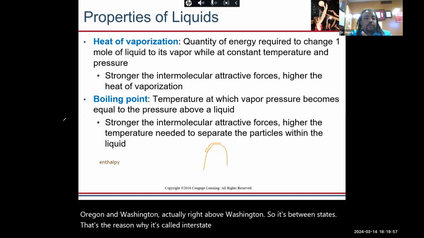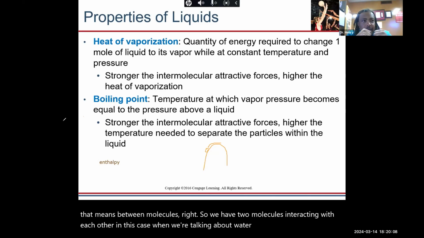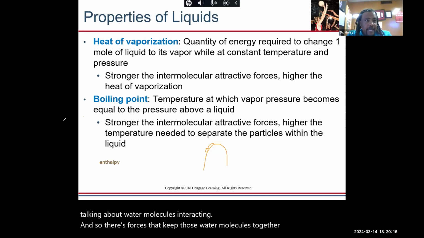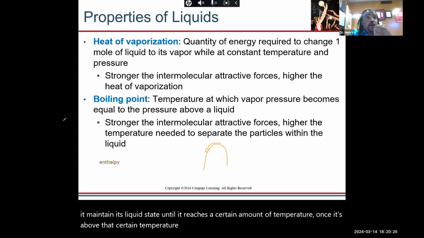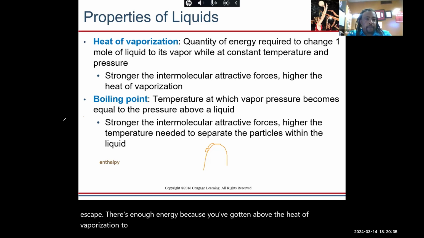Now, when we talk about intermolecular, that means between molecules, right? So we have two molecules interacting with each other. In this case, when we're talking about water boiling, we're talking about water molecules interacting. And so there are forces that keep those water molecules together, that make it maintain its liquid state until it reaches a certain temperature. Once it's above that certain temperature, 100 degrees, then you're able to get those molecules to escape. There's enough energy because you've gotten above the heat of vaporization to allow those molecules to escape.